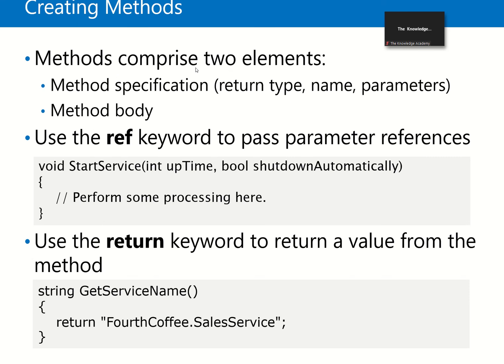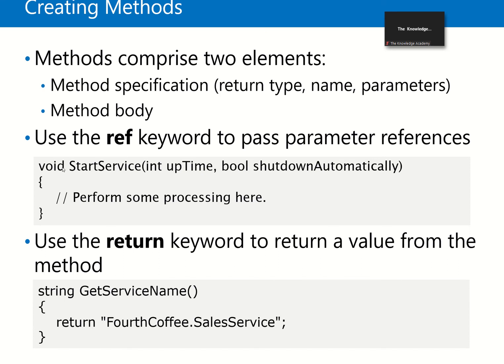Methods comprise 2 elements: the method specifications. If you think about functions, it's the same. What type of parameter do you want to pass into the method? What will this method return? What's the name of the method? And what is the block of code inside the method? What is this method doing? You can use the ref keyword to pass a parameter by reference.